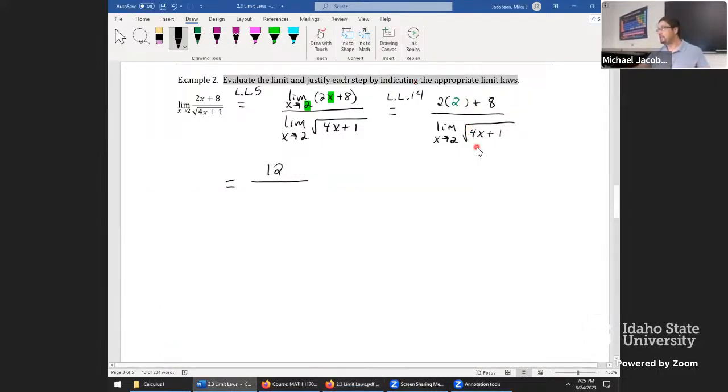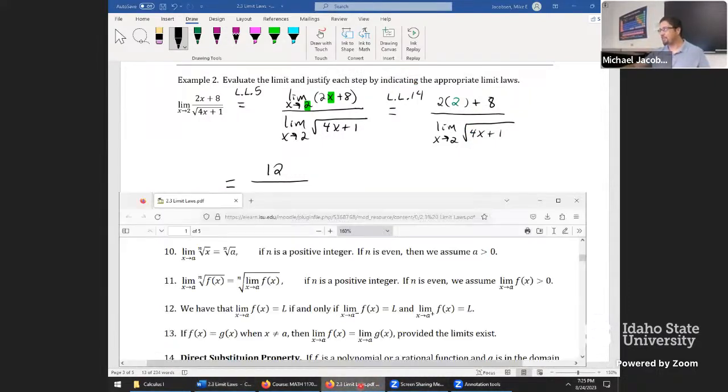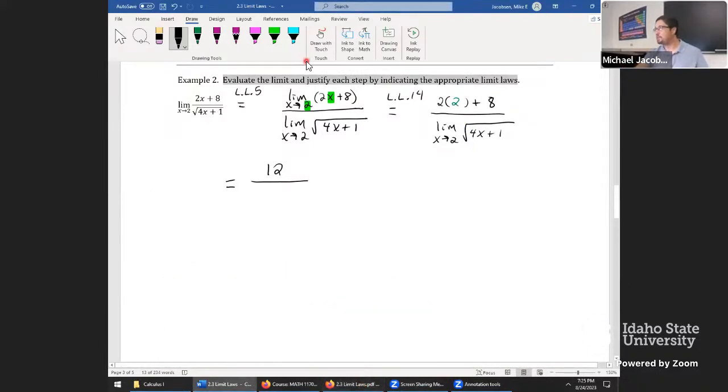So on this one right here, we can, oh, I forgot the limit law. I think it was 11. Yes, by limit law 11, we can say that this is the root of limit x tends towards 2 of 4x plus 1. But now at this stage, we're pretty much done.